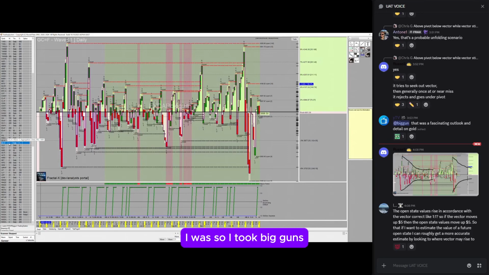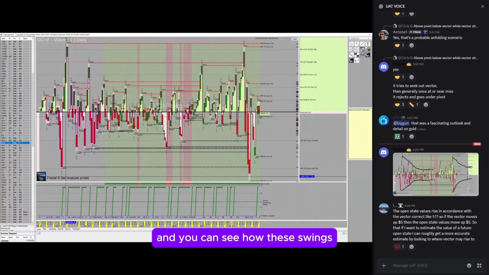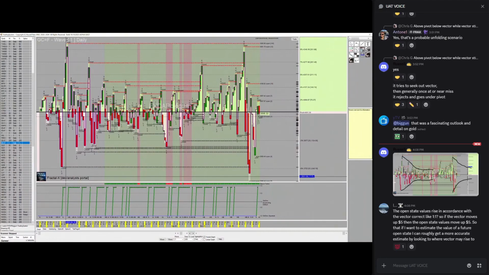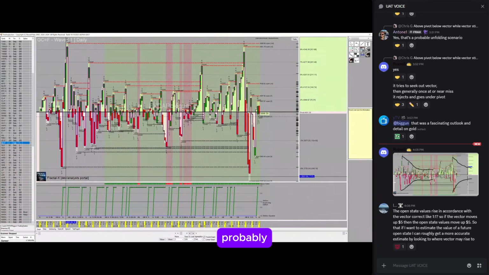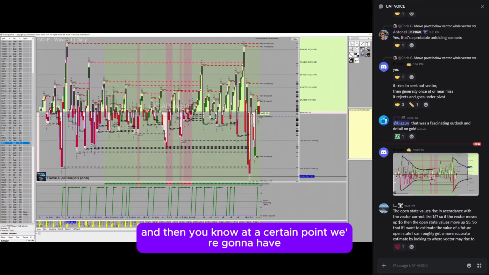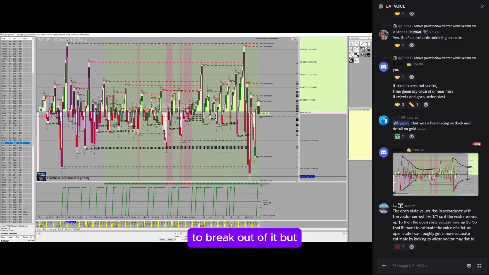I took Big Gun's graph and I drew in that volatility curve just visually, just drawing some lines. And you can see how these pendulum swings occur, and we have diminishing volatility. We just came out of a big volatility swing on Big Gun's graph, this pendulum swing. So now the volatility is probably going to start to compress down. And then at a certain point, we're going to have another event to break out of it. But it gives you an idea, a guideline.